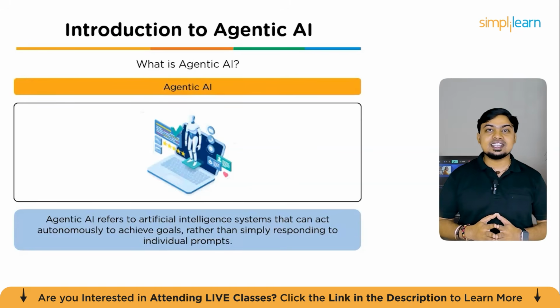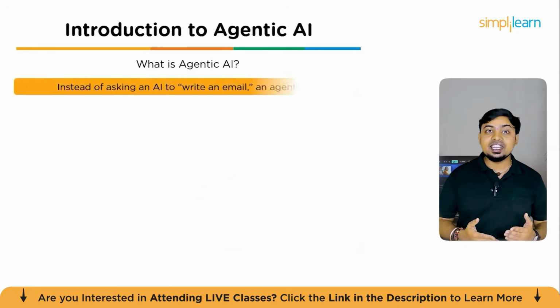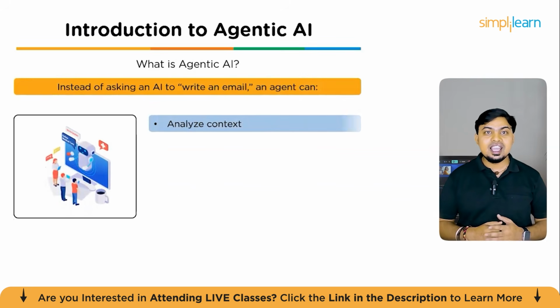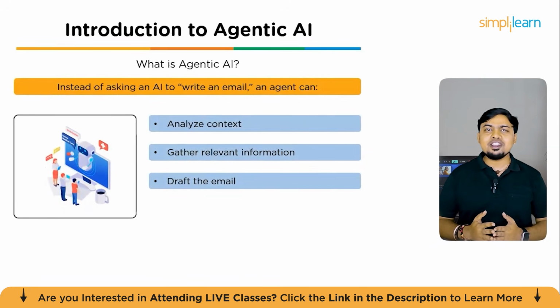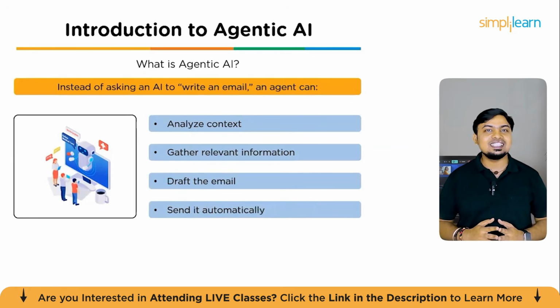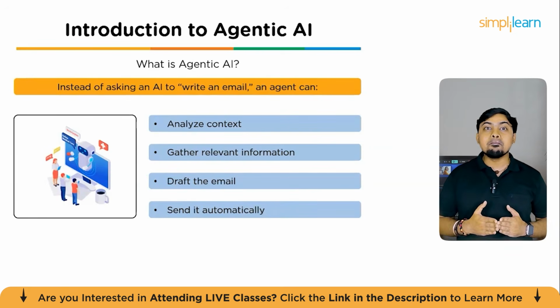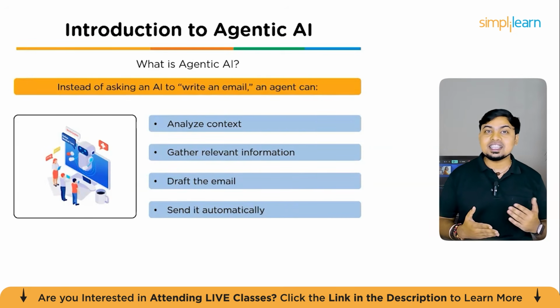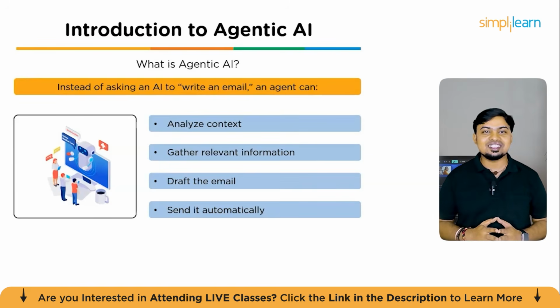A simple way to understand this is: large language models generate content. Agentic AI performs tasks. Agentic systems combine language models with planning, memory, and tools so they can complete complex workflows with minimal human intervention. For example, instead of asking an AI to write an email, an AI agent could analyze the situation, collect the required information, draft a message, and even send it automatically. This shift represents a major transition in AI from passive intelligence to actionable intelligence.